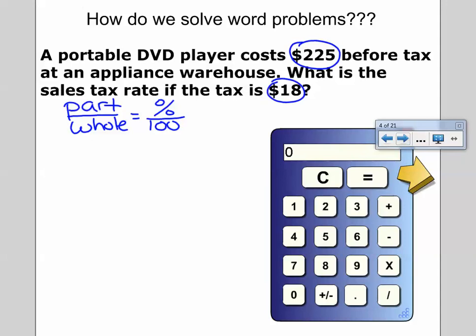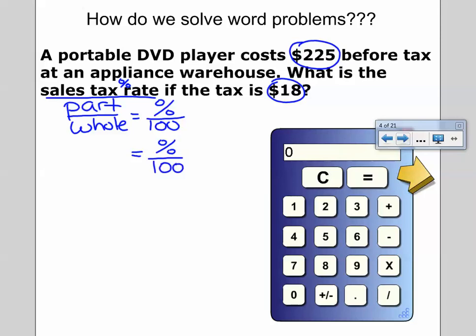Well, I don't know how much you guys know about sales tax, but they always charge you a certain percent. So the sales tax is the percent. I don't know the percent though. That's what I'm solving for, because it didn't give me a percent in my problem. So I'm going to write percent over 100.